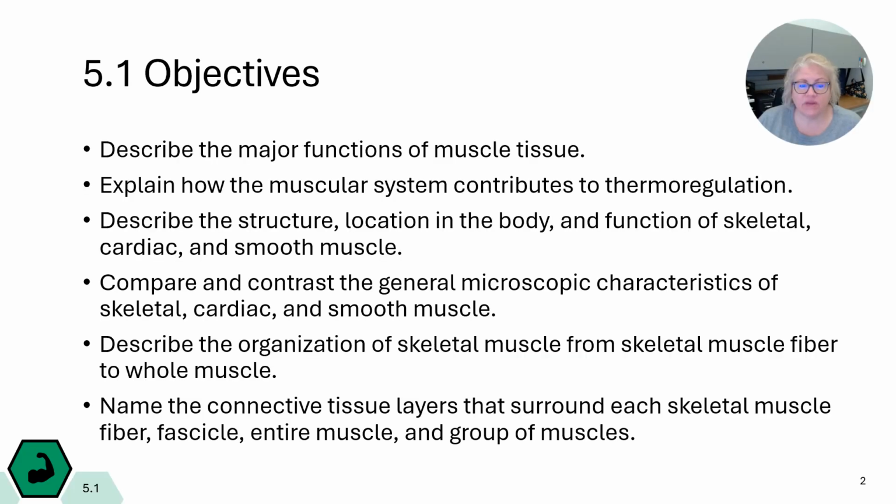We'll describe the major functions of muscle tissue. We'll explain how the muscular system contributes to thermoregulation. We'll describe the structure, location in the body, and function of skeletal, cardiac, and smooth muscle. We'll compare and contrast the general microscopic characteristics of skeletal, cardiac, and smooth muscle. We'll describe the organization of skeletal muscle from skeletal muscle fiber to whole muscle. We'll name the connective tissue layers that surround each skeletal muscle fiber, fascicle, entire muscle, and group of muscles.